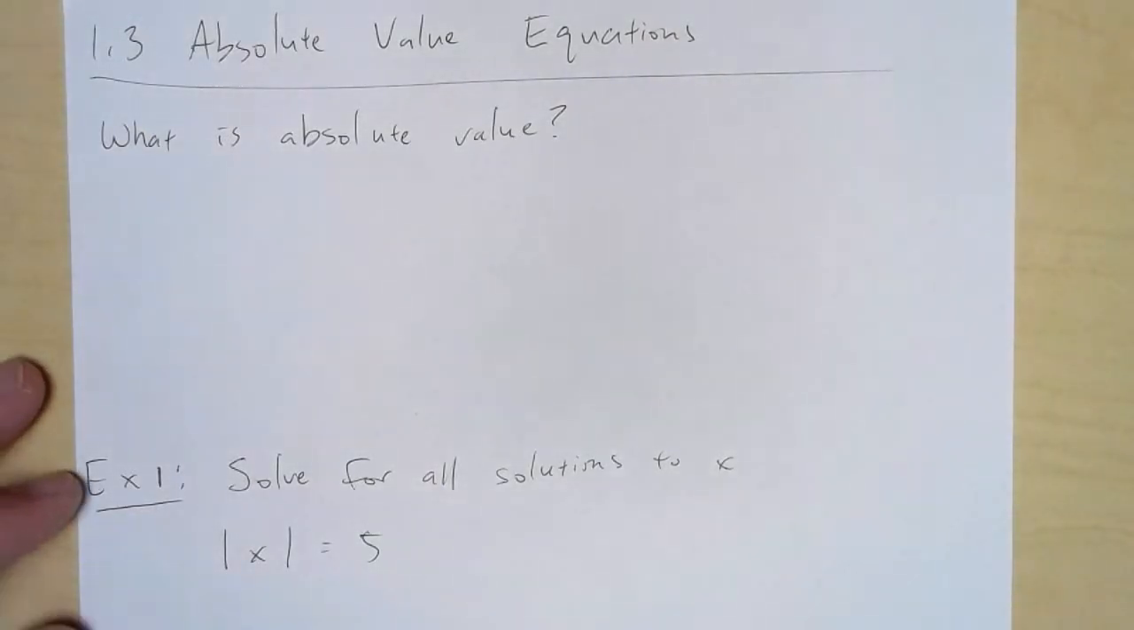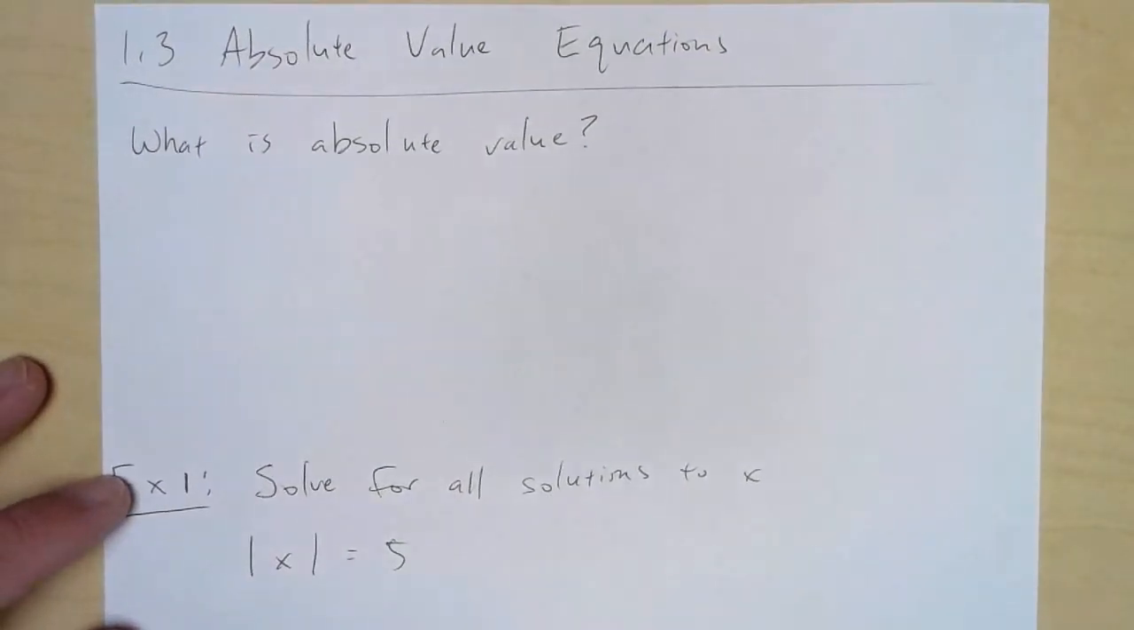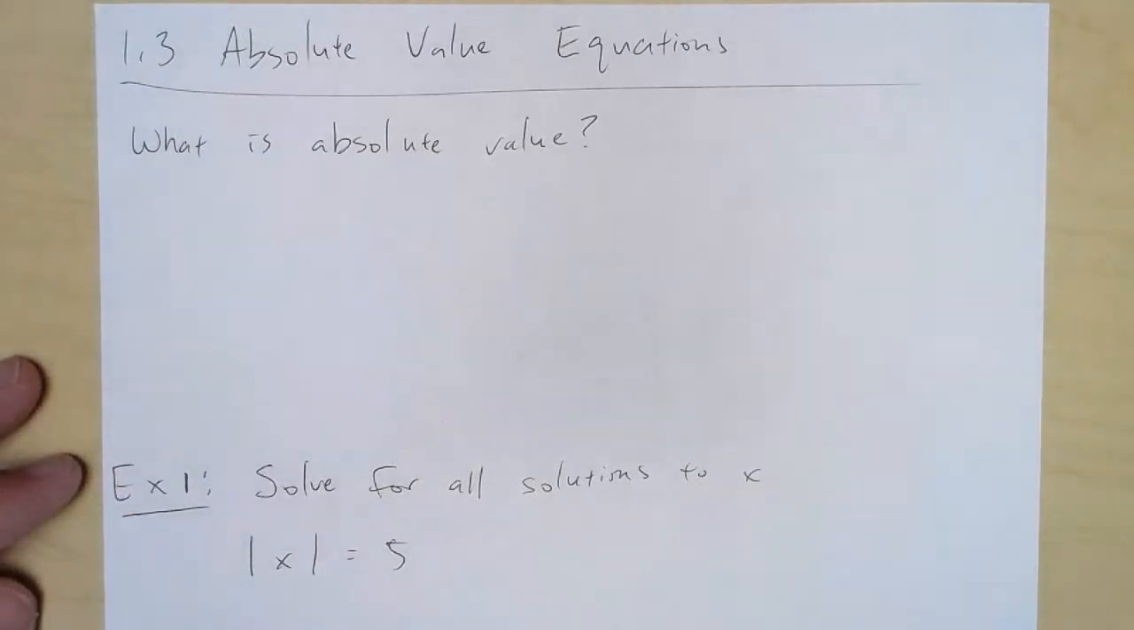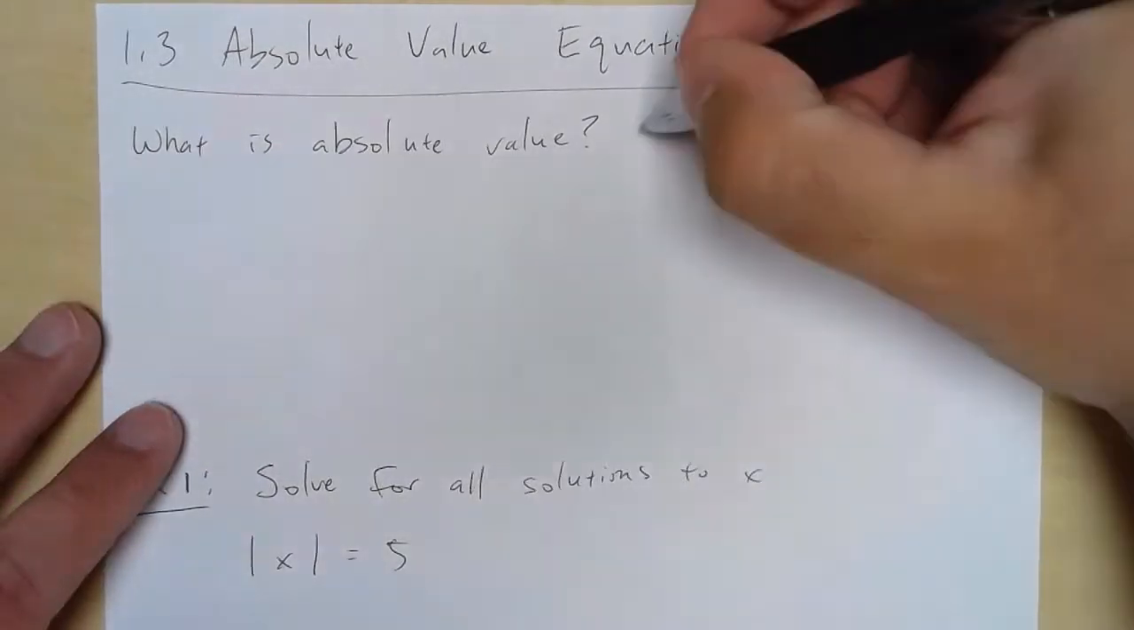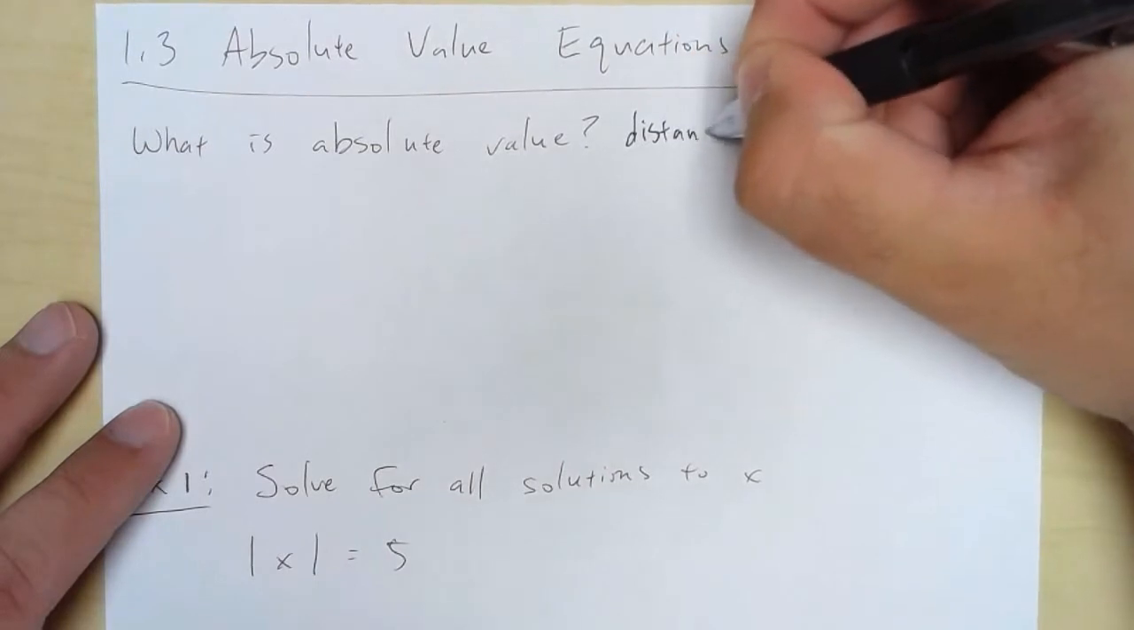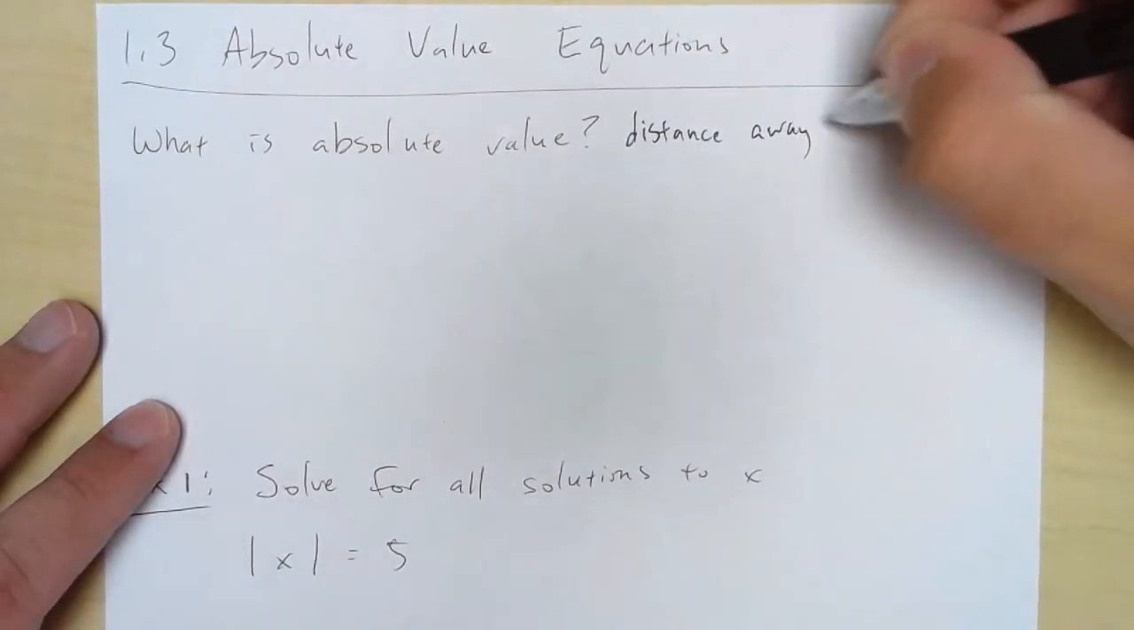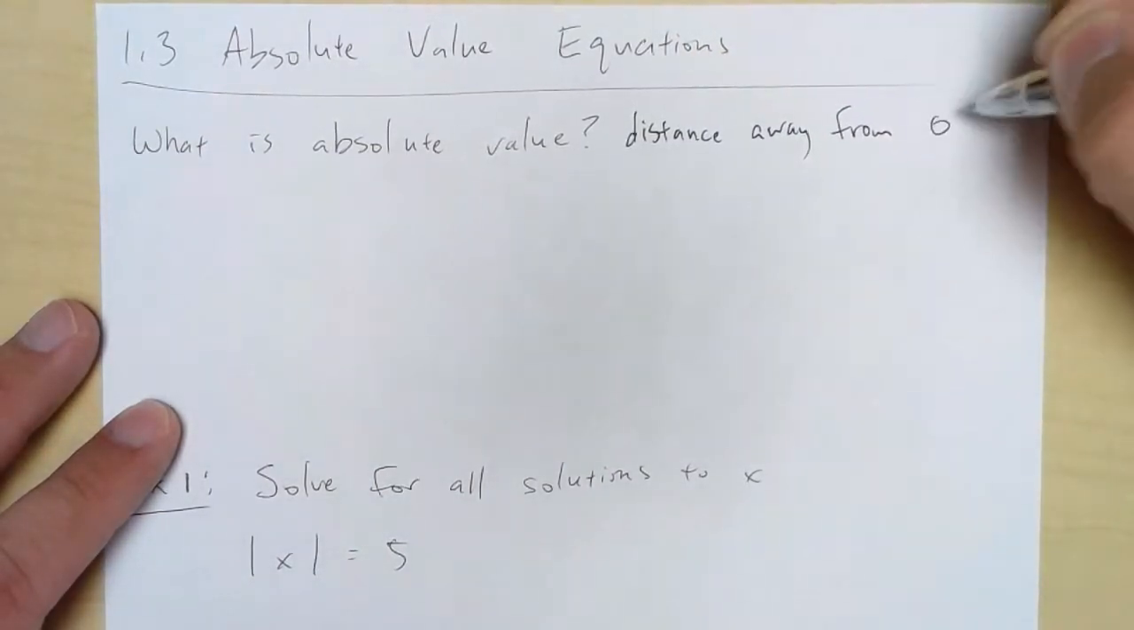Alright folks, today we're working on 1.3, which is our absolute value equations. So first off, let's remind ourselves what absolute value is. The absolute value is defined as the distance away from 0. And that's just the center of the number line.